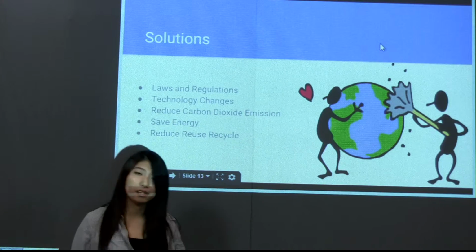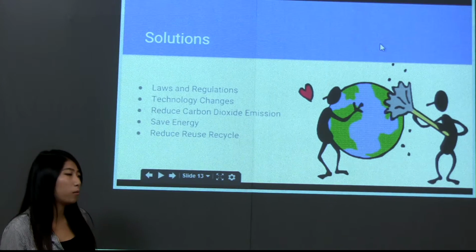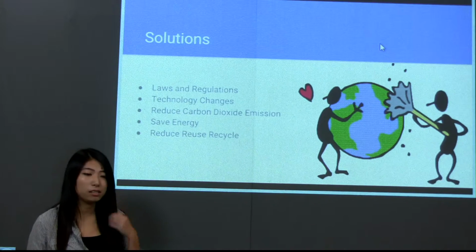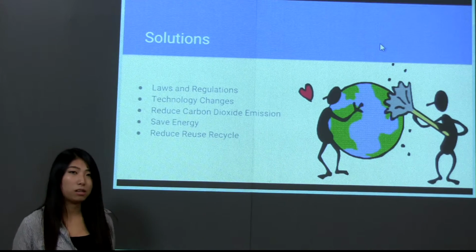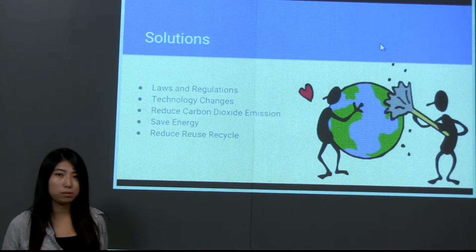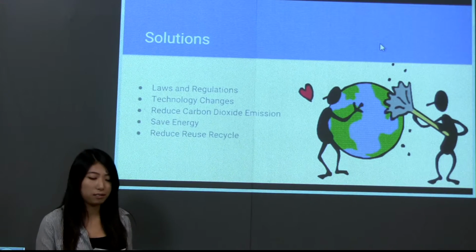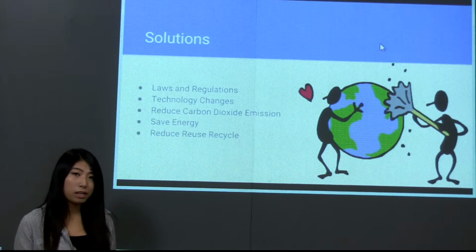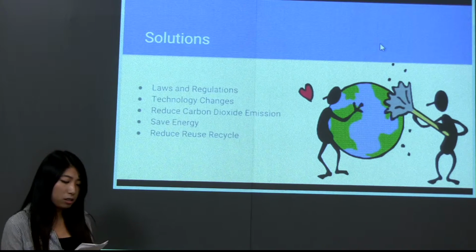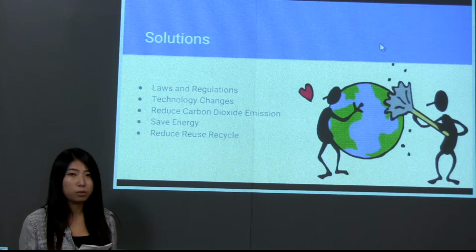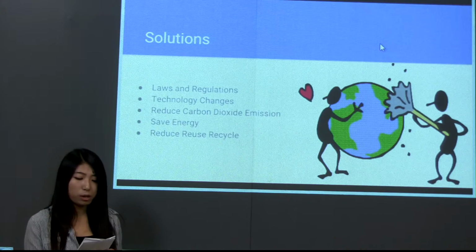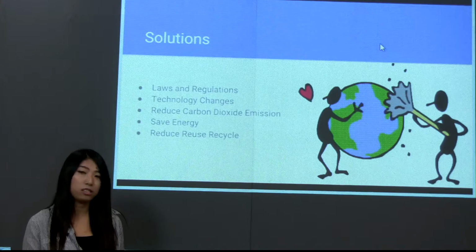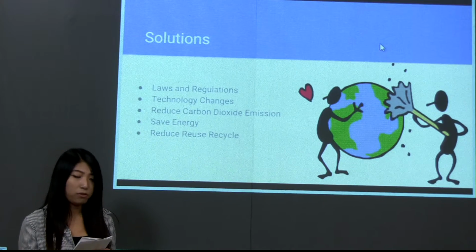I'll be talking about several solutions to the air pollution problems. Firstly, the government can help reduce air pollution by passing laws and regulations to make the companies and factories more responsible for their manufacturing activities so that they cause less pollution. And it can also encourage or fund any technology changes that help solve air pollution problems, such as research projects on the development of electric cars to reduce dependence on the conventional cars which burn fuels.